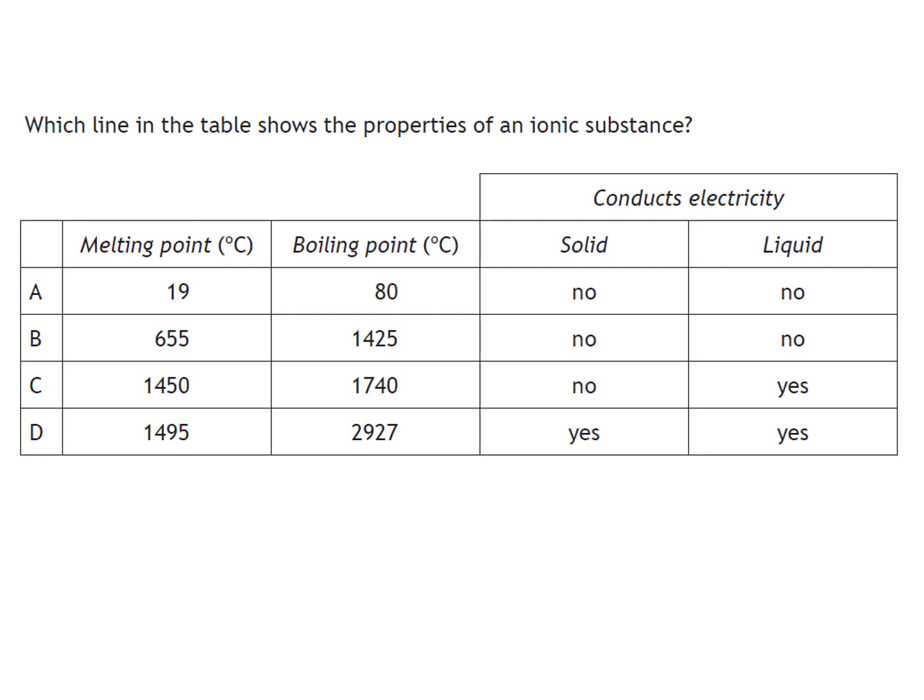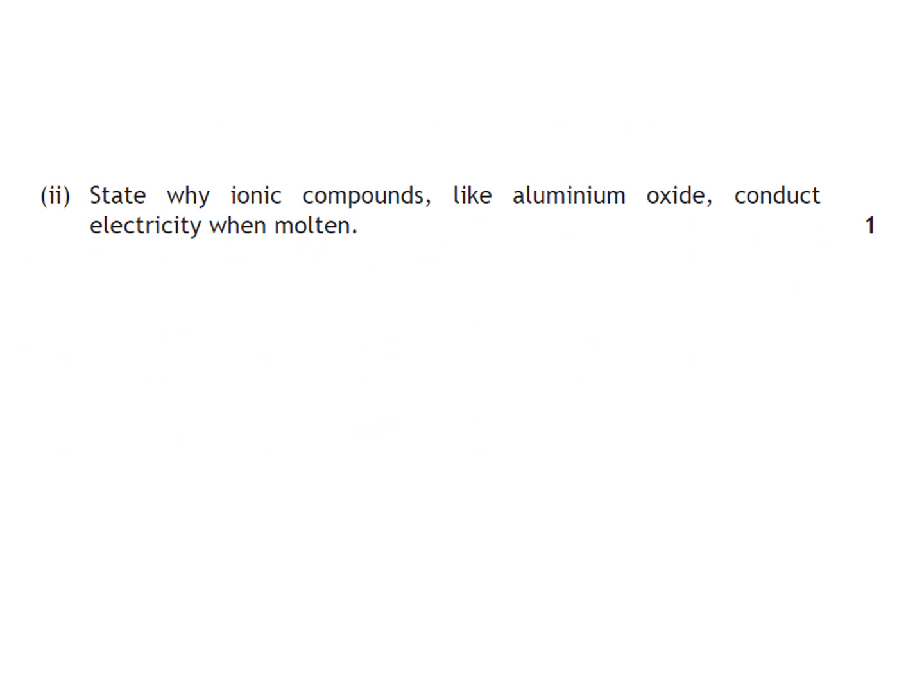So we know how the structure and the bonding determines the melting and boiling point. We did that last lesson. But today we're going to look at how the conductivity can also help us identify whether a chemical is ionic, covalent or metallic. So hopefully by the end of this lesson we'll be able to answer this sort of question. And this is another similar type of question we have to answer at the end of this lesson. So state why ionic compounds like aluminium oxide conduct electricity when molten. So I'll show you these later on and you can have a go at them.